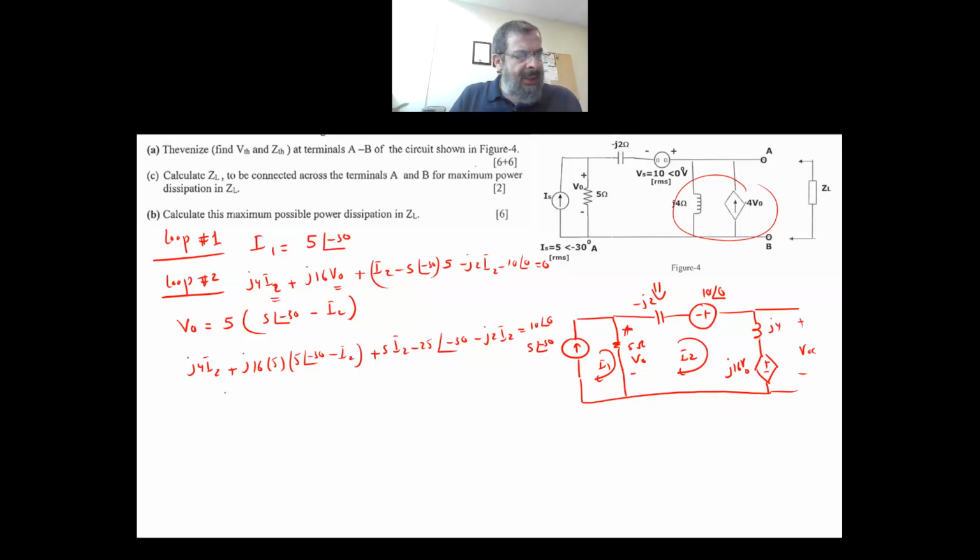You will find that your I2, after the correction, is equal to 10 angle of 0 plus 25 angle of minus 30 minus 400 angle of 60 divided by 5 minus J78, and your I2 would be equal to 5.072 angle of minus 28.8.